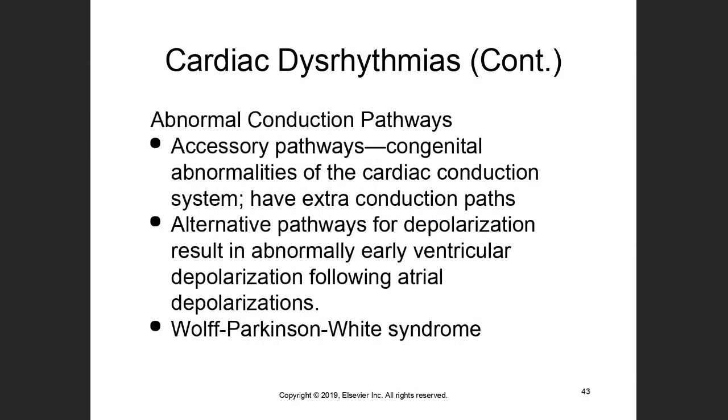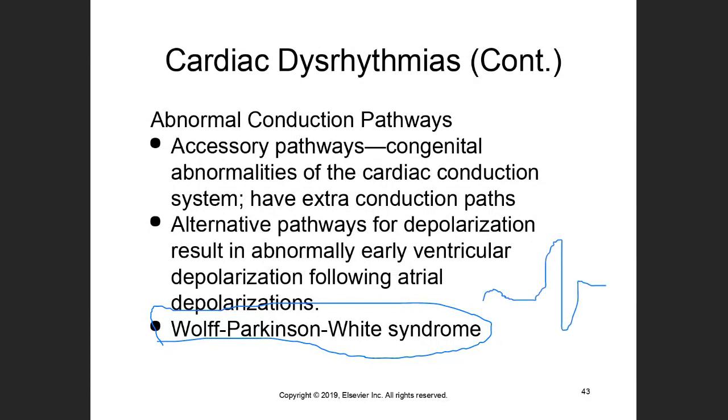Abnormal conduction pathway, accessory pathway, is a congenital anomaly of the cardiac conduction system. One of the main ones is Wolff-Parkinson-White. Wolff-Parkinson-White is special because they have a delta wave. You have a P, and then in the QRS, you have something like this. That's the delta wave right there.